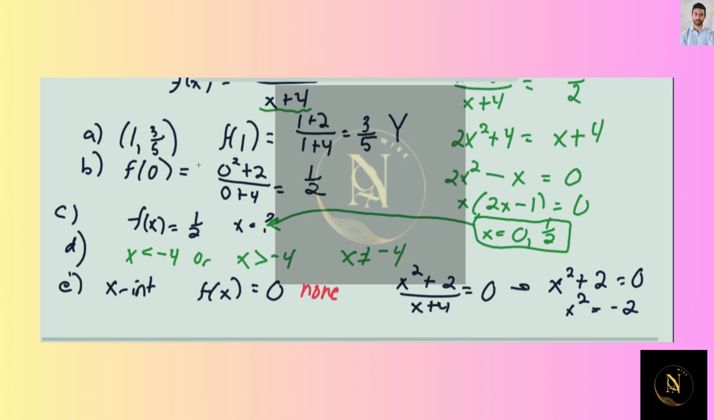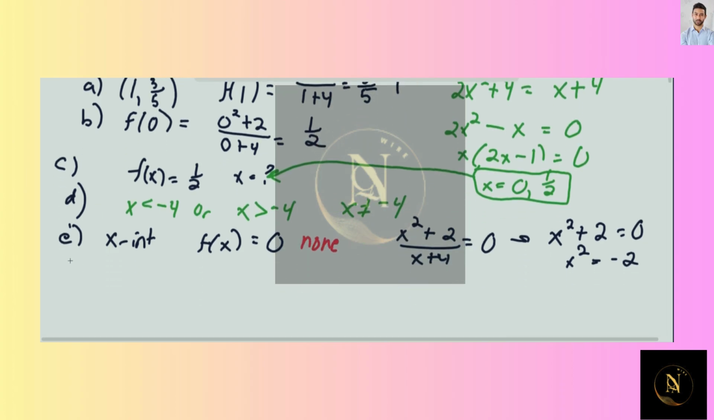On the other hand, we do have a y-intercept. Go back to black. And if we want a y-intercept, we actually already found it. The y-intercept occurs when we plug 0 in place of x, and we already know from part B that that's equal to 1/2.